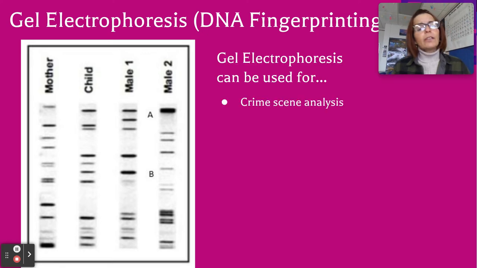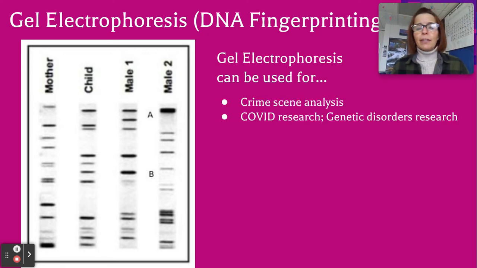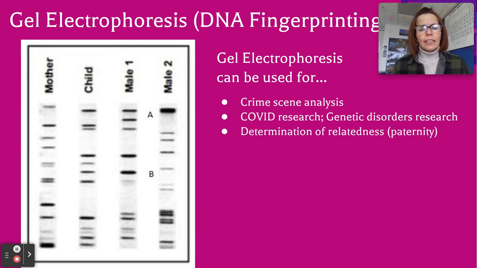All right, gel electrophoresis can be used for other things. It can be used, obviously, for crime scene analysis. You may have heard that it was used for COVID research and research in genetic disorders. It can be used to determine paternity or relatedness in general.